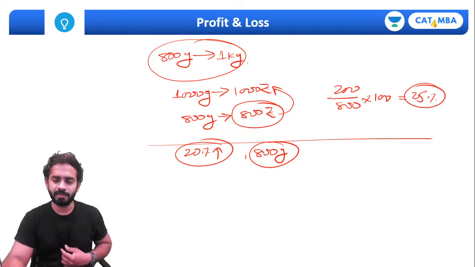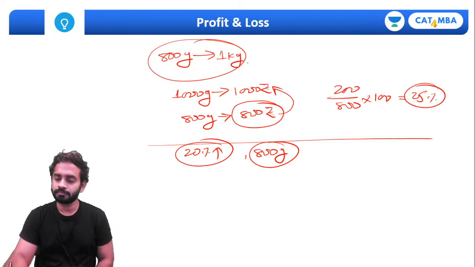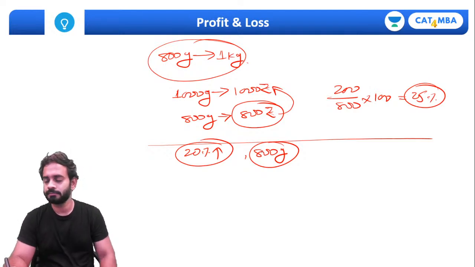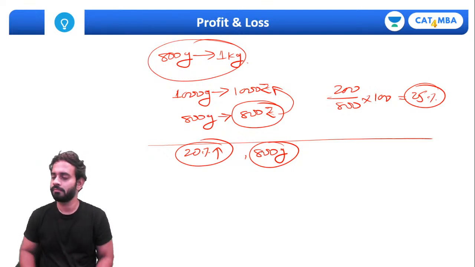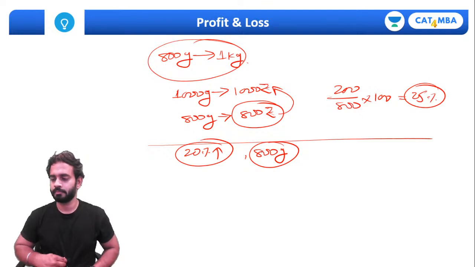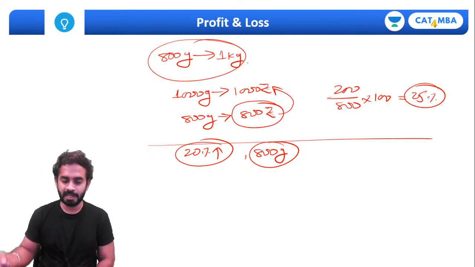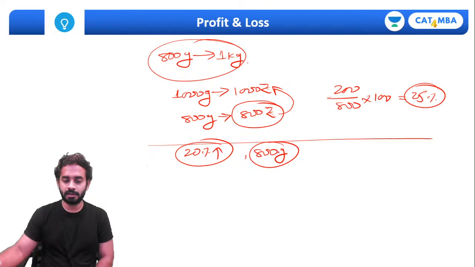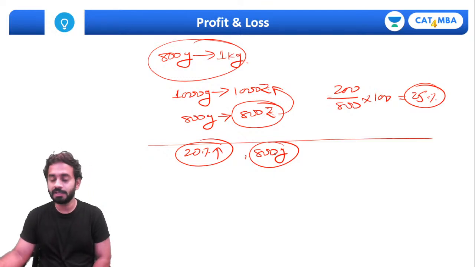Yeah, Shivam, just can you tell me what will be the answer here? Anyone? Tell me, Shivam, what will be the answer in this case? It's a very simple question. Yeah, tell me, Shivam, what will be the answer in this case? See, he has marked up his goods by 20%, and instead of 1000 grams or 1 kg, he is still using 800 grams of faulty weight. Then what will be his profit percentage in this case?